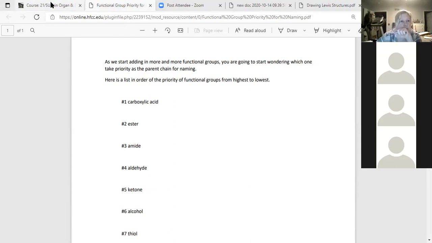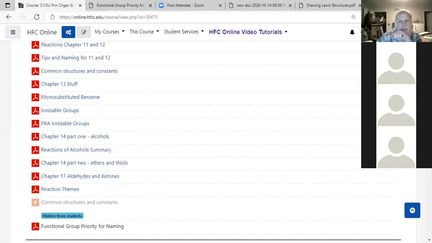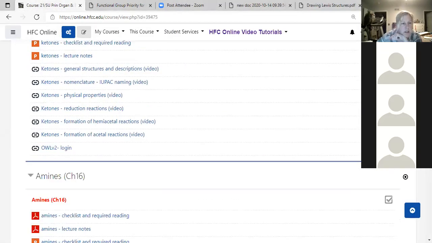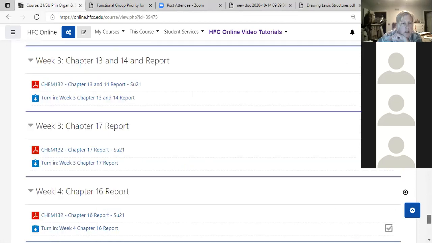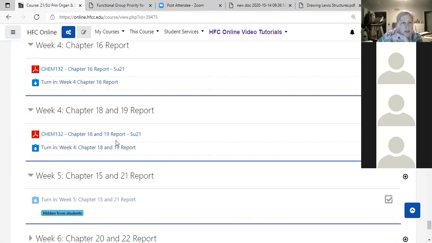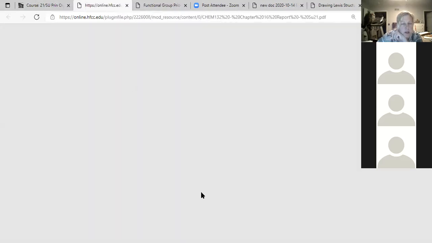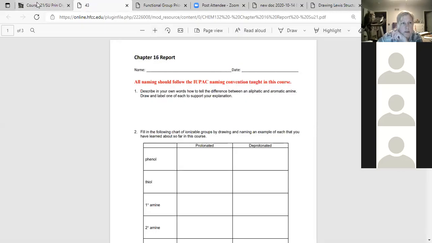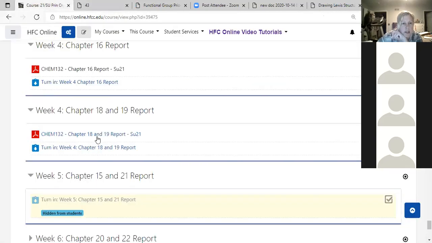All right, hold on. If I did, then I need to explain it: phenol, thiol, 1 amine, 2 amine, 3, and then carboxylic acid. All right, so this one right here on this report, this chapter 16. Yeah. Hold on. Oh, no, 18 and 19. Okay, that's going to be better. All right, hold on. 18, 19.